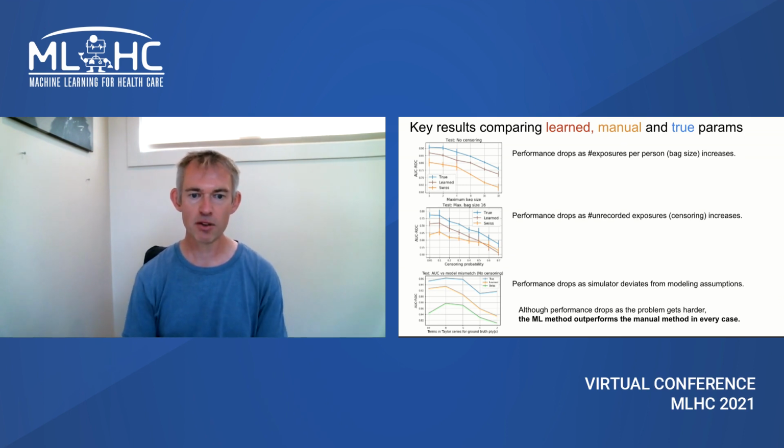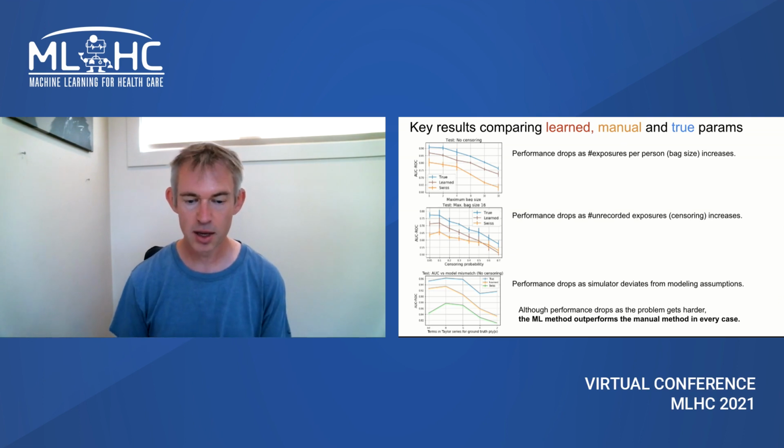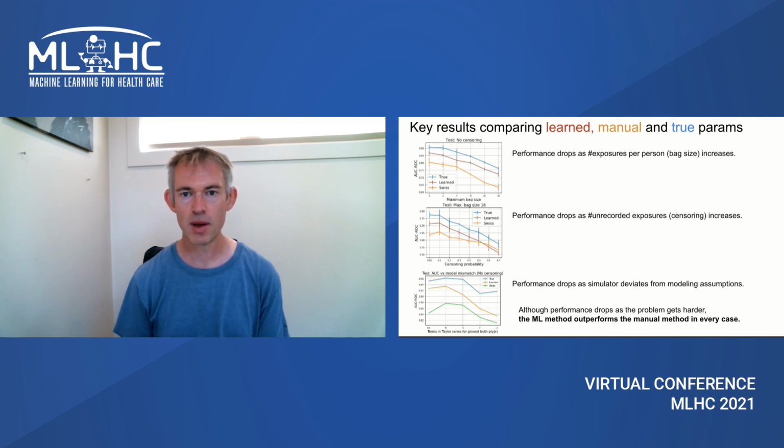I might have many encounters, but if they're not recorded by my phone because I'm not using the app, then I might become sick without knowing it, and this corresponds to label noise, making the problem harder. Finally, we can vary how similar the simulation is to our modeling assumptions. And as this becomes less similar, the problem becomes harder. Nevertheless, we see that the machine learning method outperforms the manually chosen baseline corresponding to parameters proposed by Switzerland and used in many other countries.